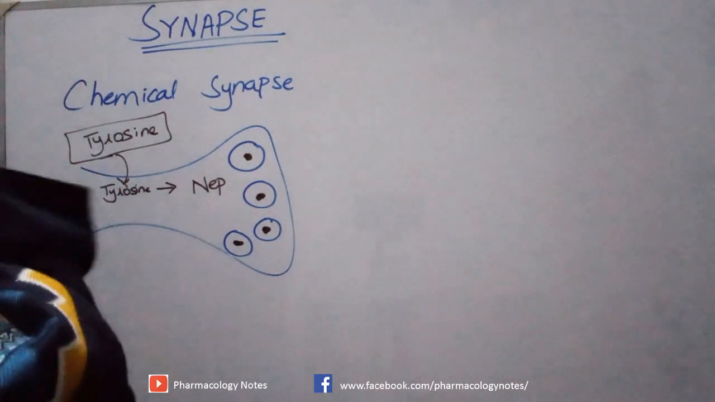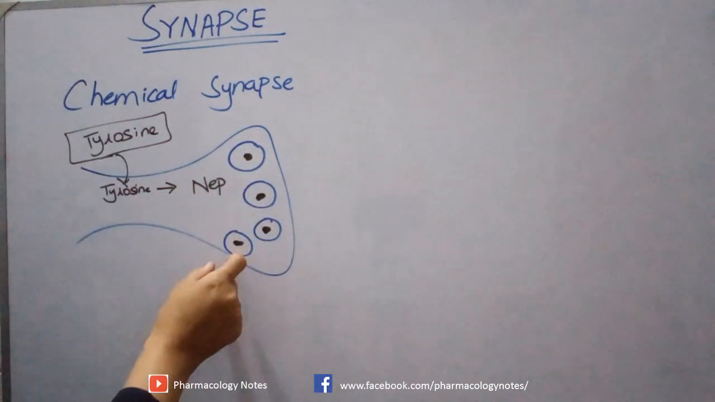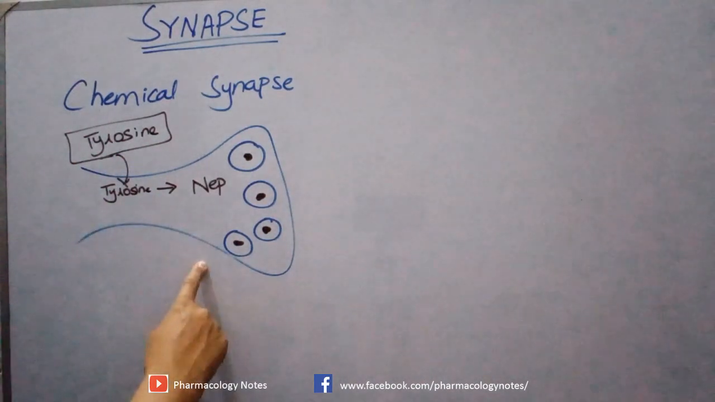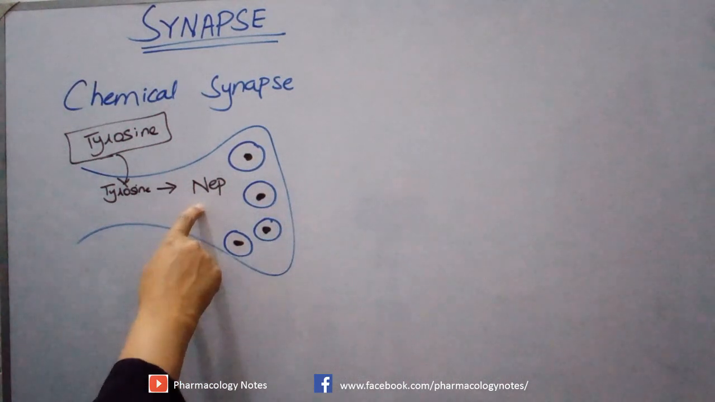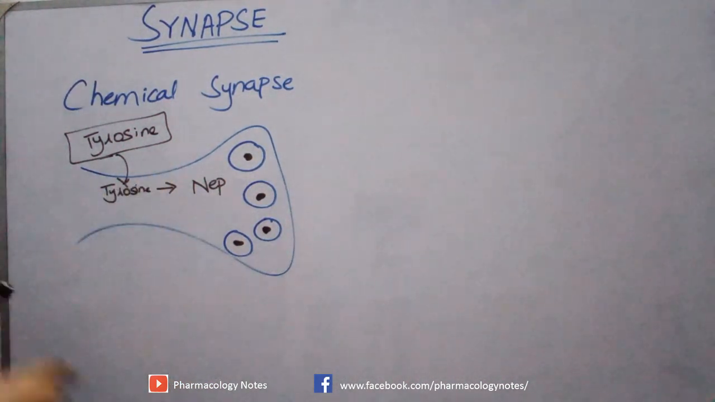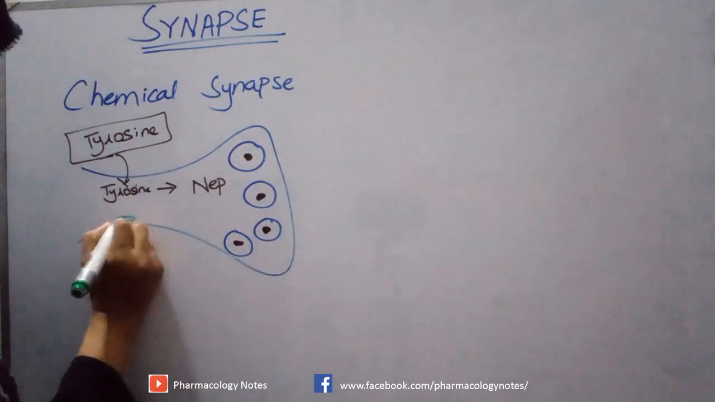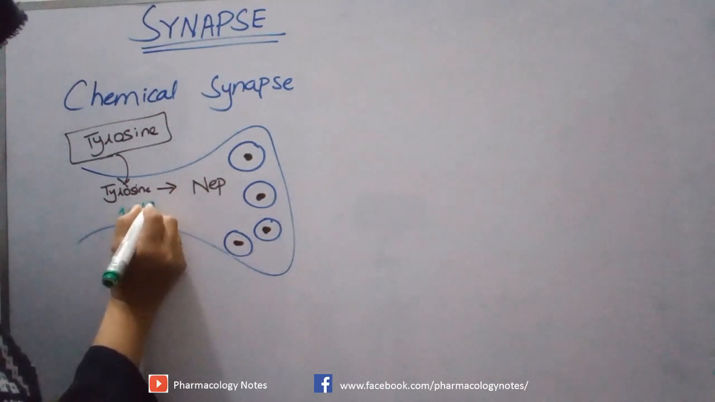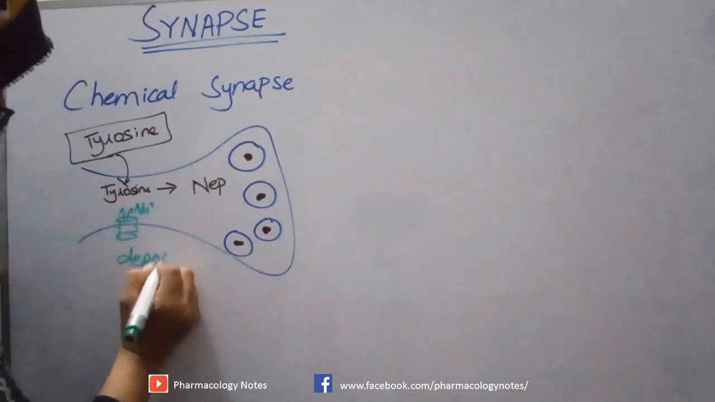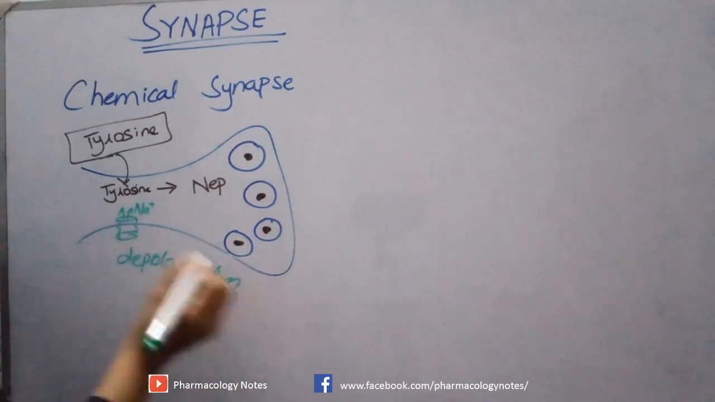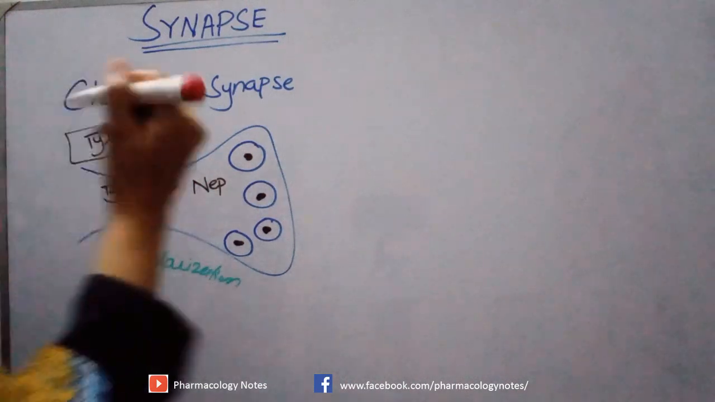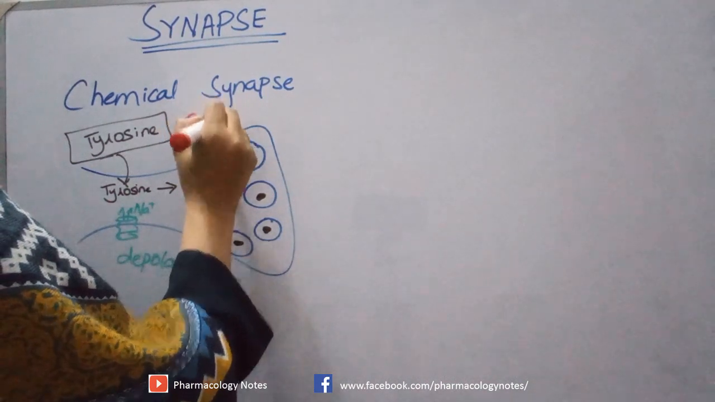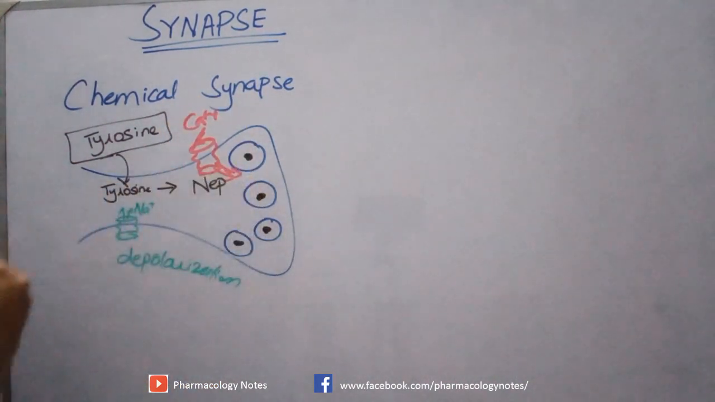In the presynaptic neuron, these vesicles are present waiting for an action potential to come. As the action potential proceeds over here, it causes depolarization by opening voltage-gated sodium channels; sodium moves in and causes depolarization. As sodium causes depolarization, it will lead to the opening of voltage-gated calcium channels, and then calcium starts moving in.